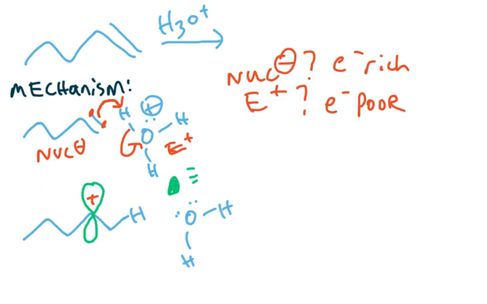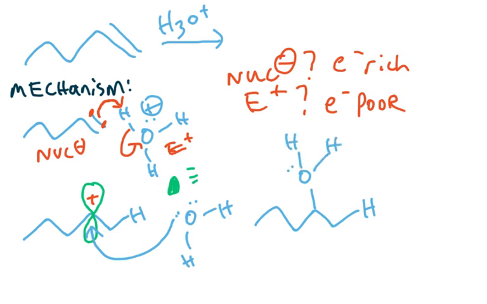So water is going to be the nucleophile, so water is going to attack this empty, electron poor p orbital on that carbon. So we're going to have something like this in the next step. Now all we have to do is just get rid of the positive charge.